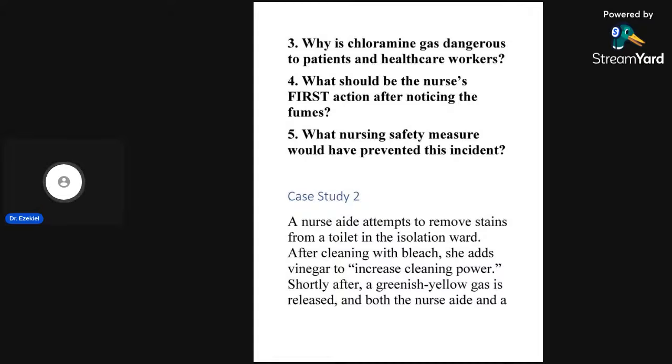What nursing safety measure should have prevented this incident? What should have prevented the incident is basically do not mix disinfectant. And when you are repackaging disinfectant, ensure you properly label. Because some hospitals deal with industrial quantities of disinfectant, and this will require the nurse or the person in charge to redistribute and repackage.